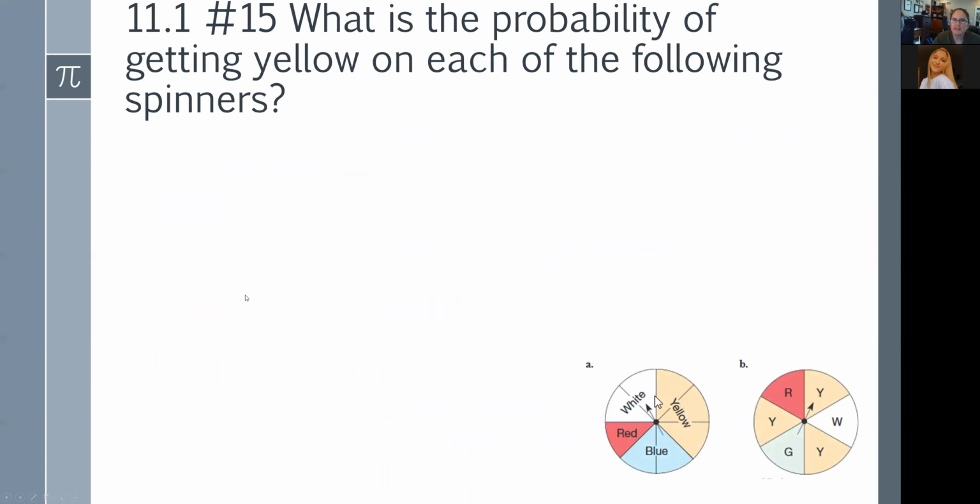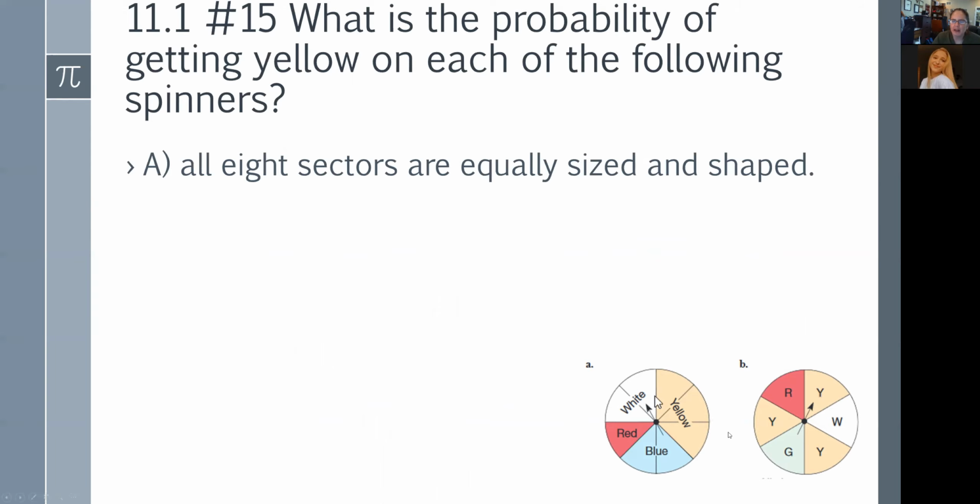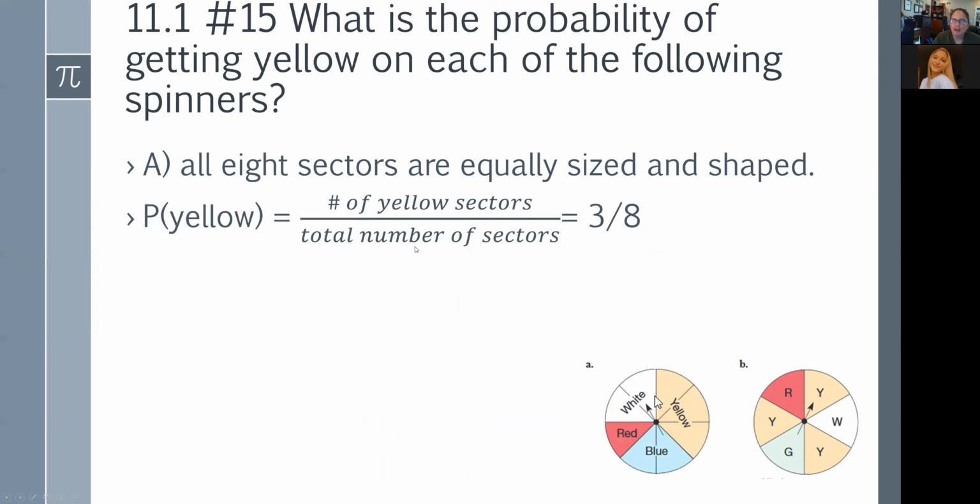Problem number 15 says, what is the probability of getting yellow on each of the following spinners? And spinner A has 8 sectors that are all equally sized and shaped. And so the probability of getting yellow is the number of yellow sectors out of the total number of sectors. And since there's 3 yellows out of 8 total, that gives us a probability of 3/8.